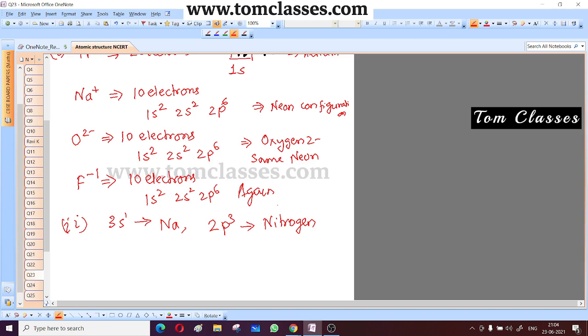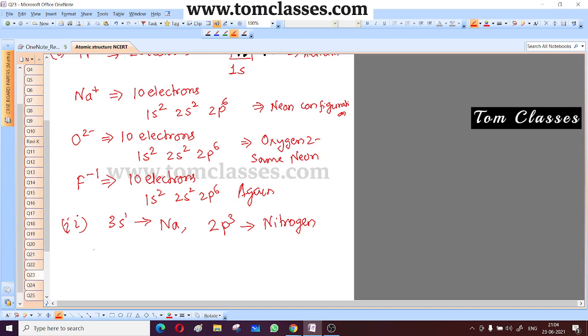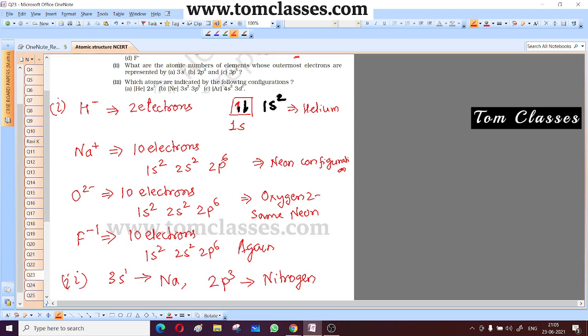Now we have 3p5. Now if I have to reach 3p5, then basically I have to complete the orbitals: 1s2, 2s2, 2p6, 3s2, and then there has to be 3p5. So this is 10 and 2, 17. 17 is related with chlorine, right? So this is chlorine.